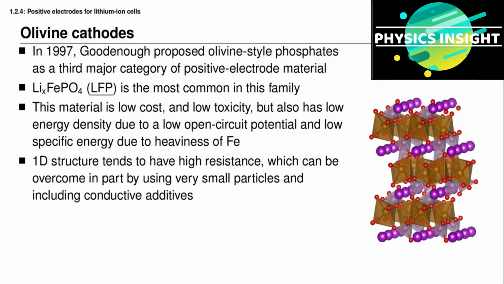Its structure also makes it difficult to get a lot of power out of the material, so it's often a low specific power material. The image on the right of the slide shows the structure, and in this image, iron is represented by the brown spheres, and phosphorus by gray spheres, and oxygen by red spheres, and the lithium, again, as purple spheres. And in this overall structure, the iron oxide, the FeO6, forms the brown octahedral crystal shapes, and the phosphate, the PO4, forms the gray tetrahedral shapes.